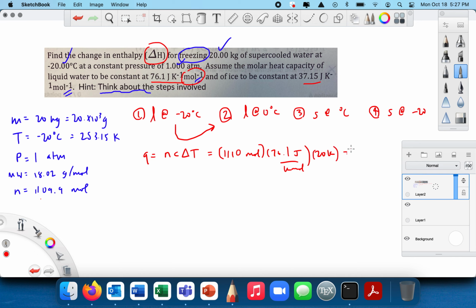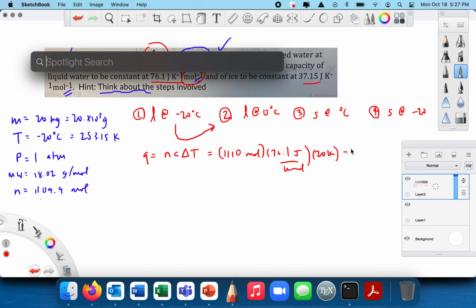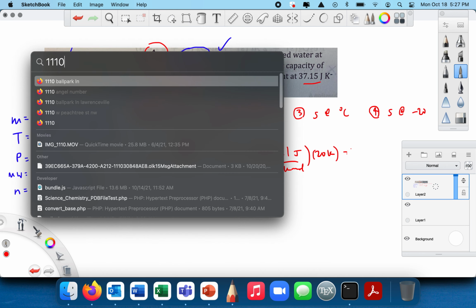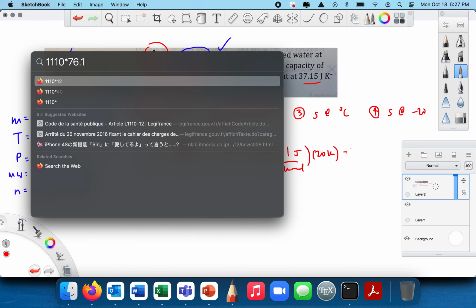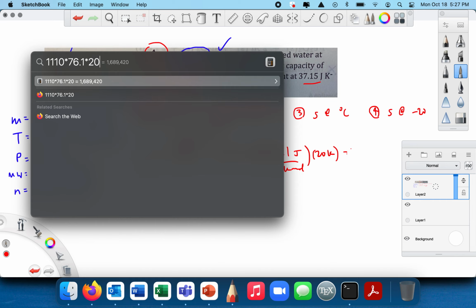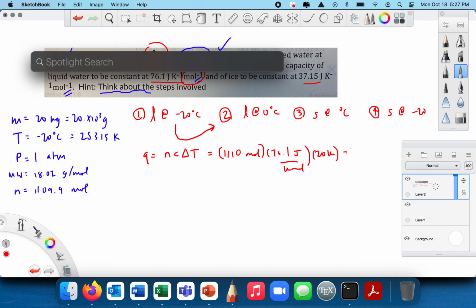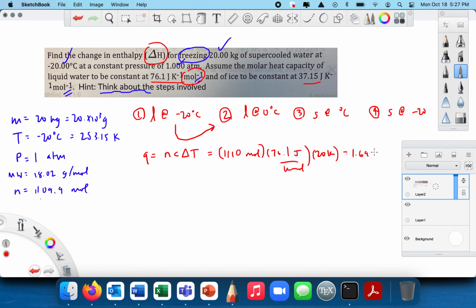All right, just a minute here, let me get my calculator out. It's 1110 times 76.1 times 20, which is equal to 1.69 times 10 to the 6 joules, right? And this I'm putting heat into it. Find the change in enthalpy. So I'm putting heat into it. So this is going to be endothermic.